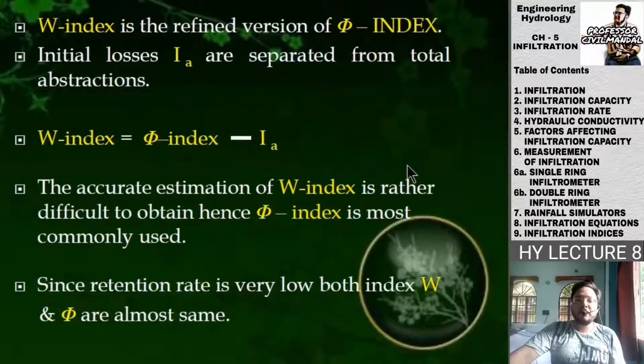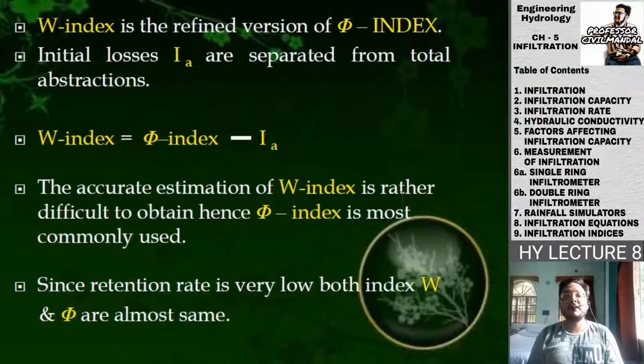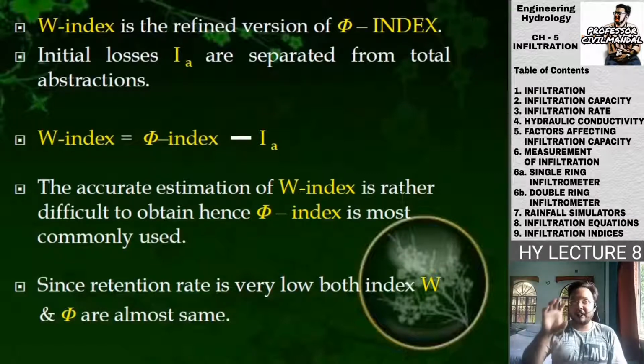Some vital points that you should know: the W index is the refined version of the phi index. Initial losses Ia are separated from total abstractions, and the W index is equal to the phi index minus Ia. So that is the term which is absent in the phi index, that is Ia, and it is included in our W index.